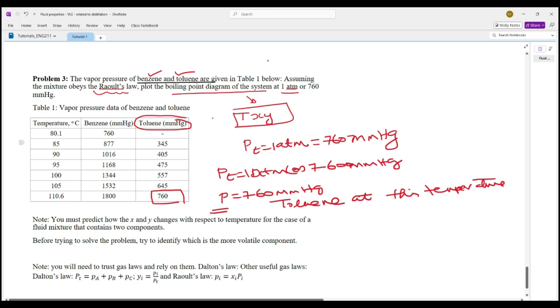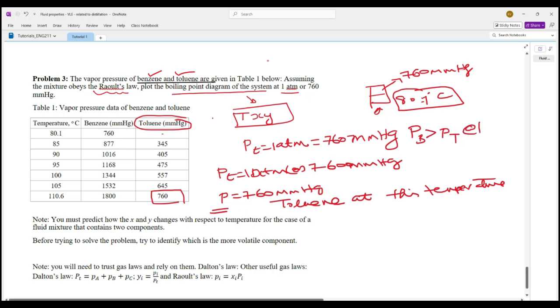And then if you see here, imagine you're starting with pure benzene alone, and you heat that liquid to 80.1 degrees centigrade. Then this pure liquid should exhibit a vapor pressure of 760 millimeters of mercury, which means 80.1 degrees centigrade is the boiling point of pure benzene. So this should give some idea.